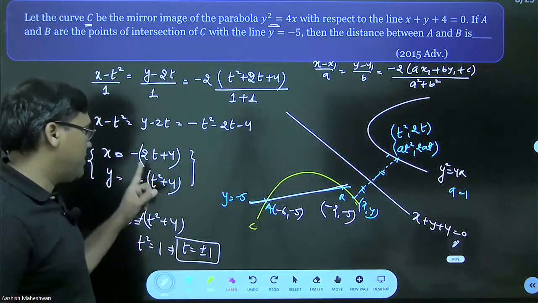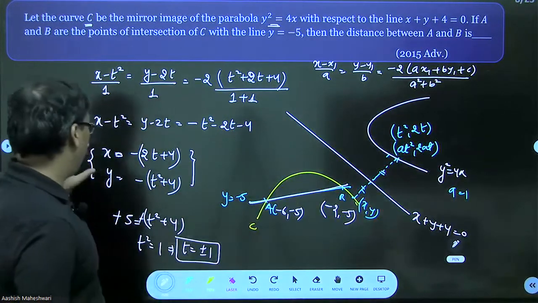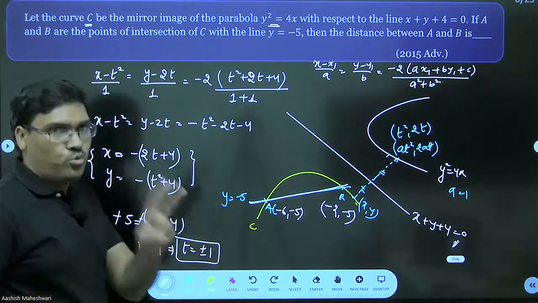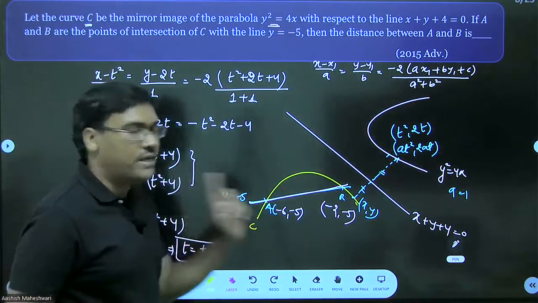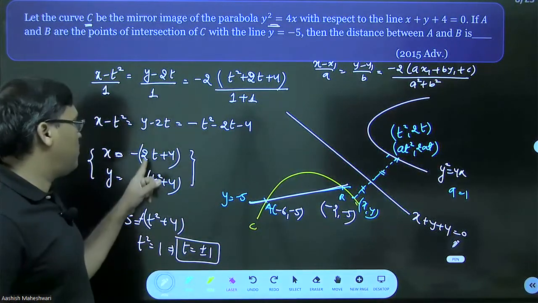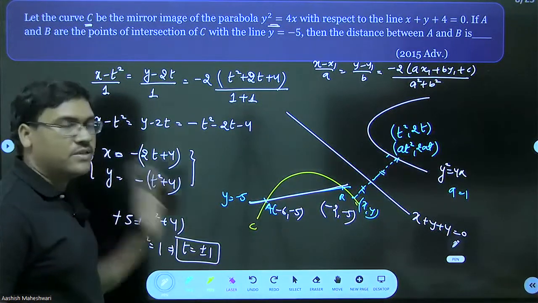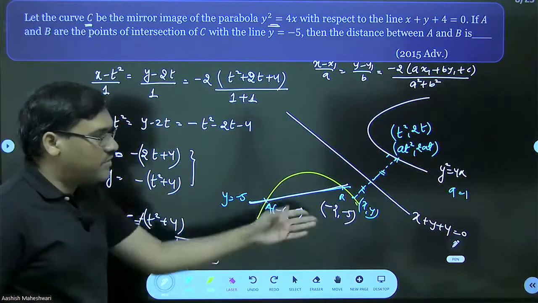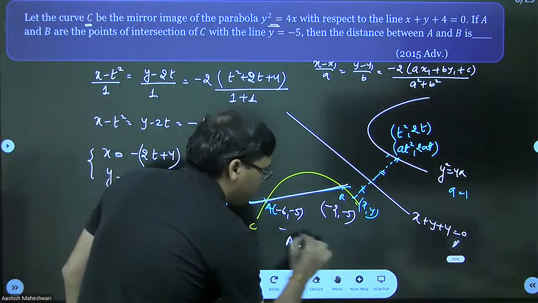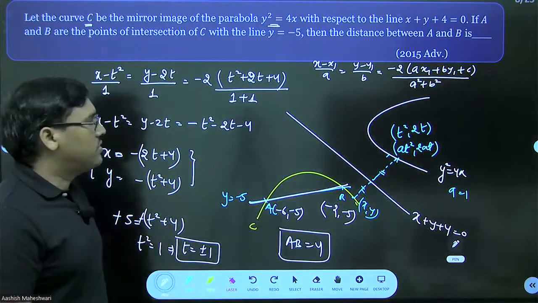Basically, we are finding the point of intersection with y is equal to minus 5. So for y is equal to minus 5, there are two possible values, one corresponding to A, one corresponding to B. You can clearly see t is equal to 1 gives minus 6, t is equal to minus 1 gives minus 2. So what is the distance between A and B? The distance AB will be equal to 4. So this is how you can solve this.